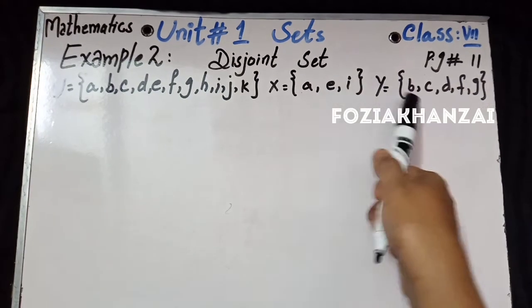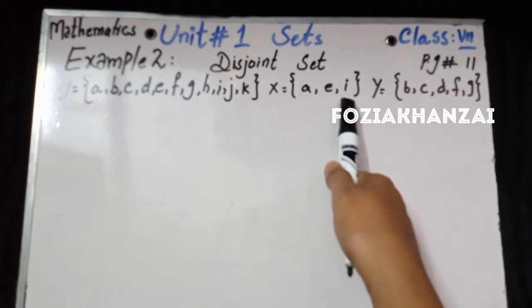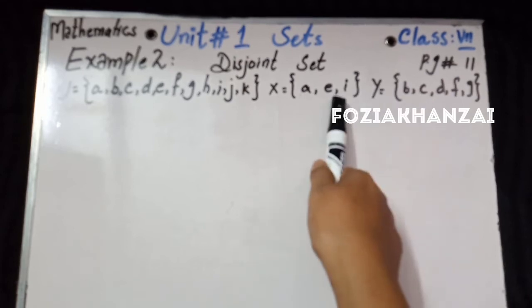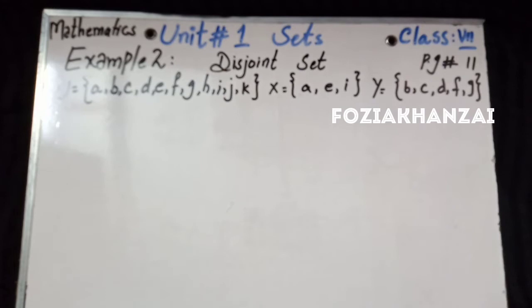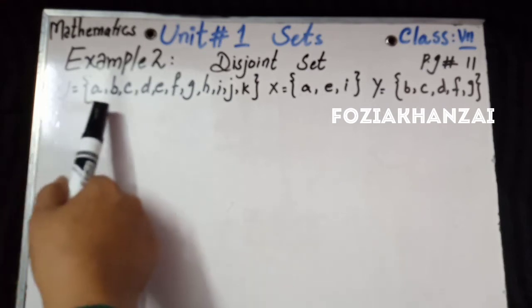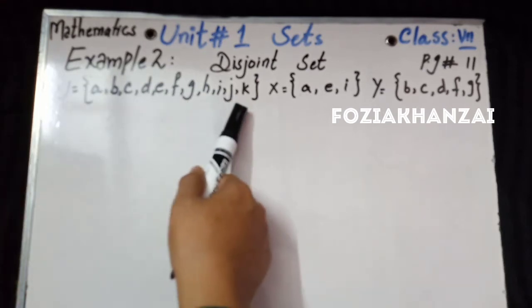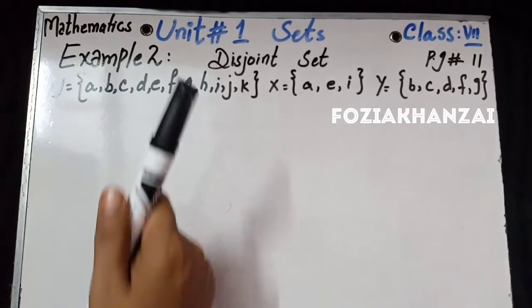Now take out the common element. No, there is no common element. In both the sets we have different elements. That's why it's a disjoint set. No common element between them. It's called a disjoint set. Now in the universal set we have A to K alphabets.